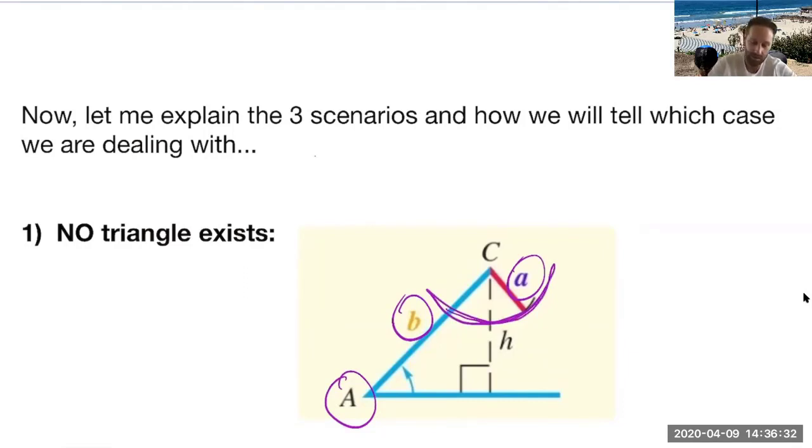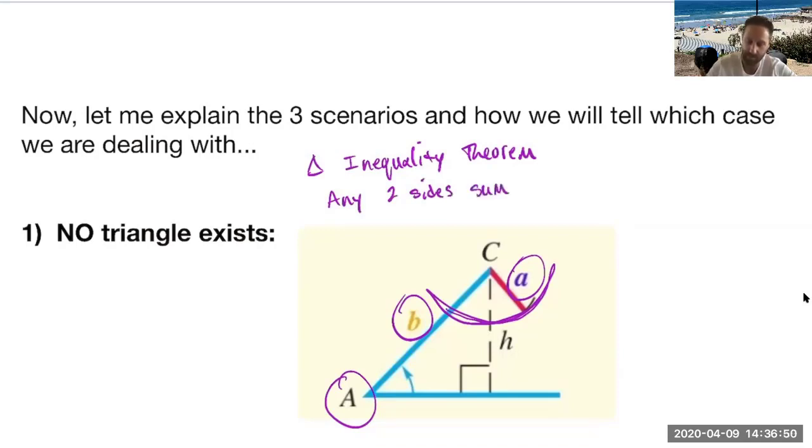We're going to call this the triangle inequality theorem later on down the road. And what that basically states is that any two sides of a triangle, their sum has to be greater than the third side.